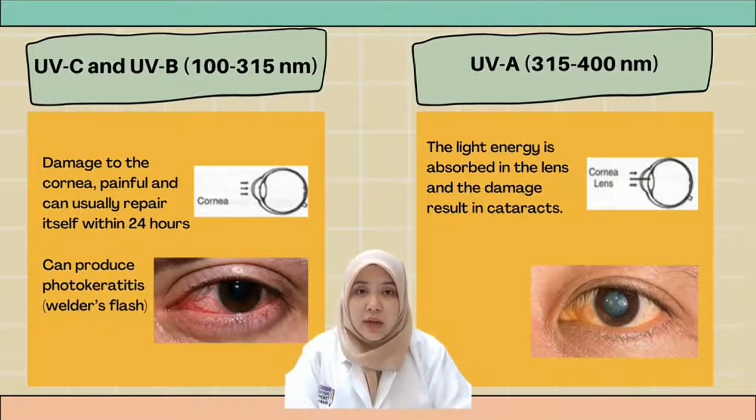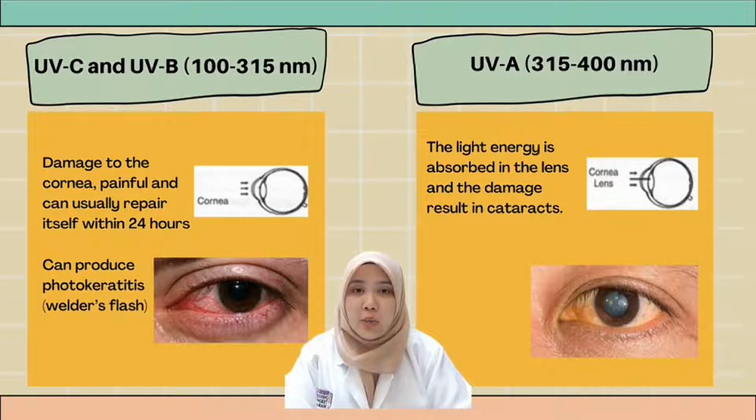Firstly, in the ultraviolet C and ultraviolet B range, which has the wavelength from 100 to 350 nanometer, injury can produce photokeratitis, also known as welder's flash. This damage to the cornea can be painful and usually repairs itself within 24 hours. For the ultraviolet A that has the wavelength from 350 to 400 nanometer range, most of the light energy is absorbed in the lens, where damage can result in cataracts.